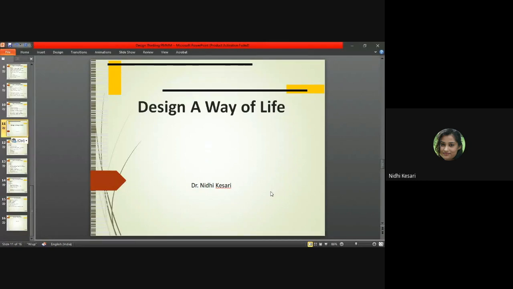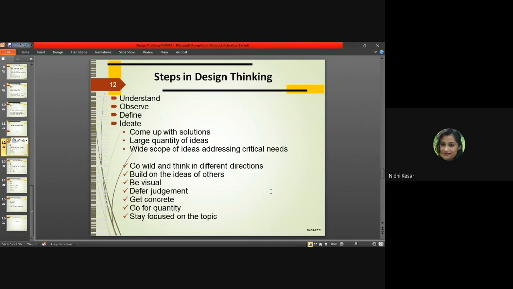So we are continuing with the topic of design a way of life, and up to now we have discussed the three stages, three steps of design thinking. Now I am moving to the fourth step, that is the ideate. So after understanding, observing, and defining the problem, next is the ideate. So here in this ideate step, you have to come up with solutions.